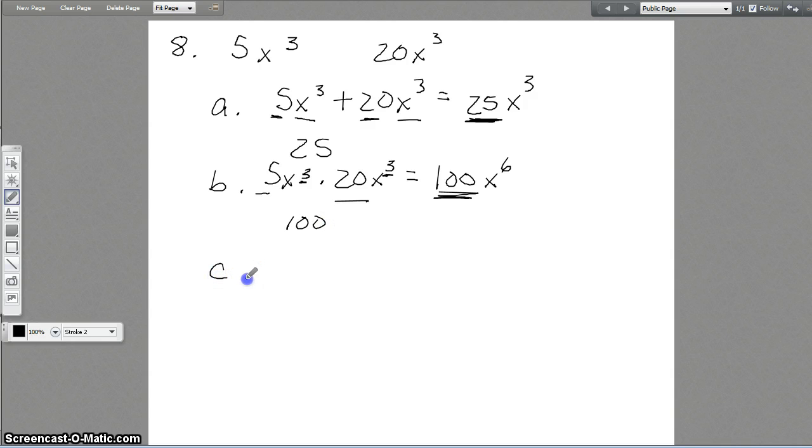Okay, part C wants to know, what is the degree of the monomial that we get when we add them? Well, we added them up here in part A, and the degree is the power on the x. So that's going to be 3. For part D, we want to know, what is the degree of the monomial that results from multiplying these? Well, we did that over here in part B, and the degree is the exponent on the x, so that's going to be 6. So this was number 8, which is just like number 15 in the homework.